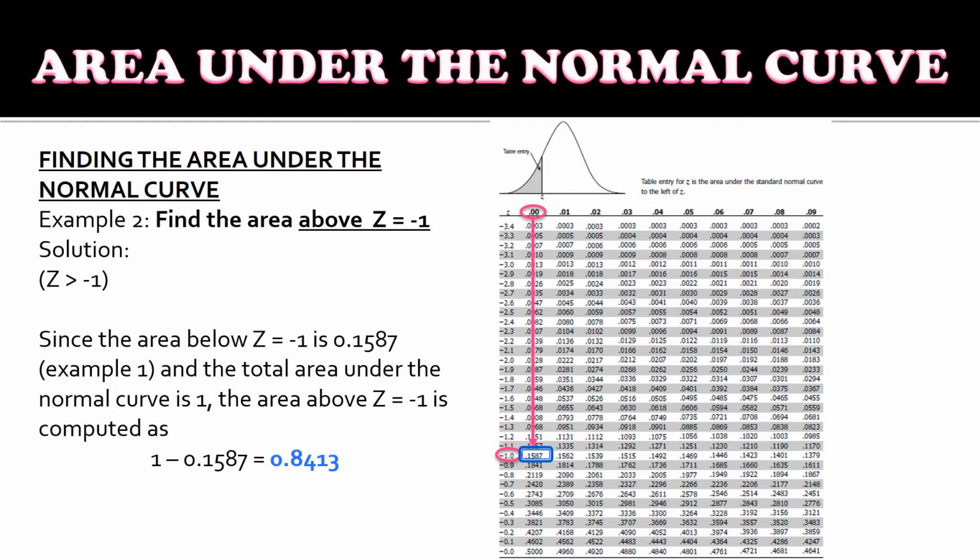Why do we have to subtract it from 1? We're looking at the right side, or above z equals -1. As we know, the total area is equal to 1. That's why it's being subtracted from 1.